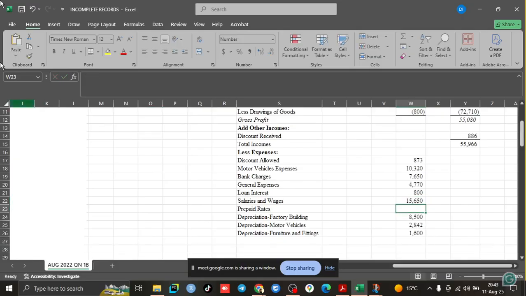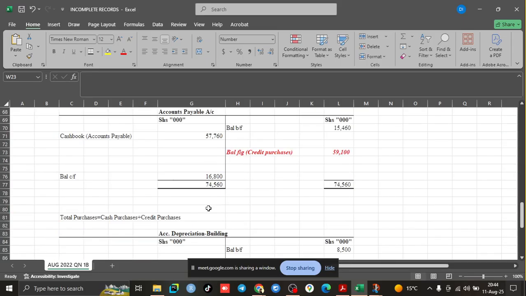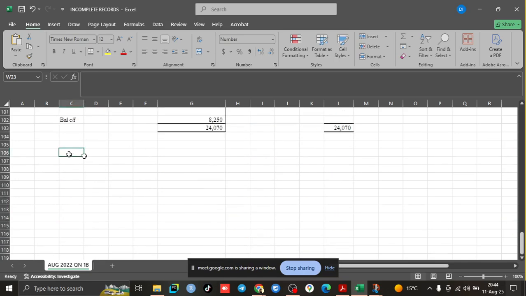15650. Prepaid rates, same thing. Prepaid rates ni an asset account, so brought forward ni on the debit side, carry forward ni on the credit. Prepaid rates account.